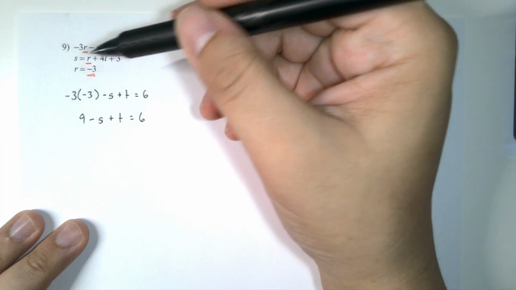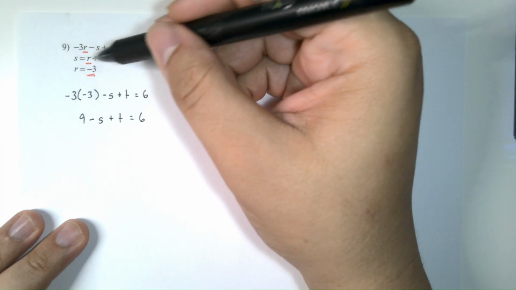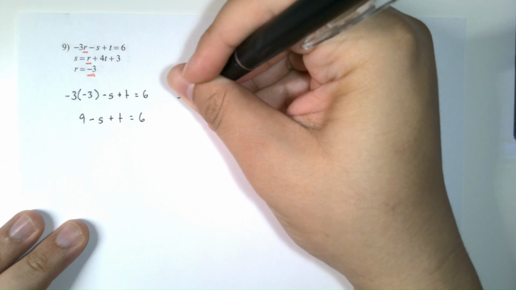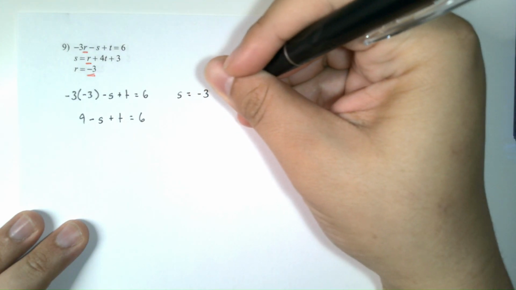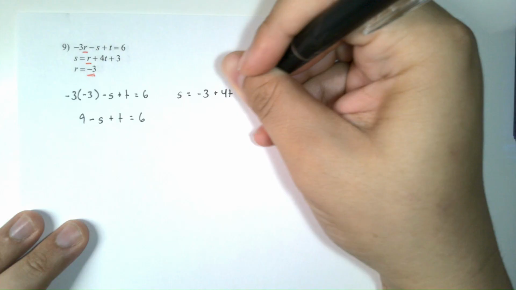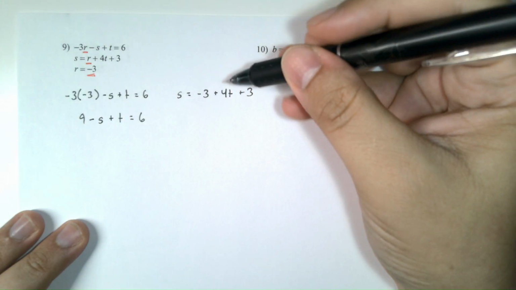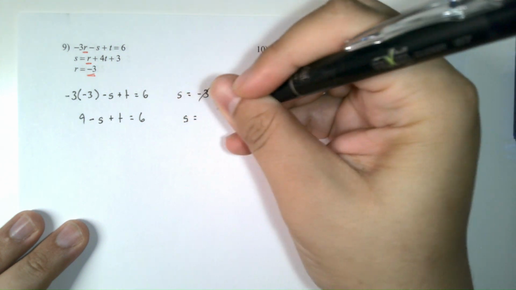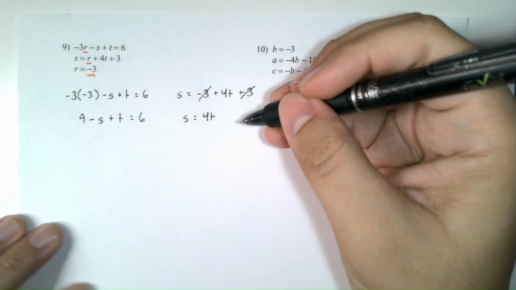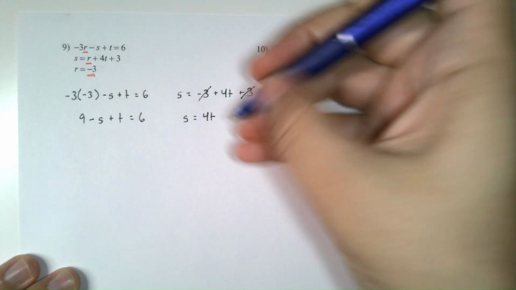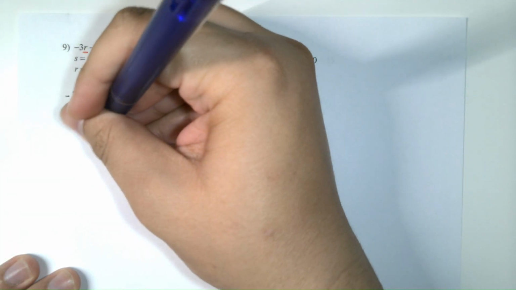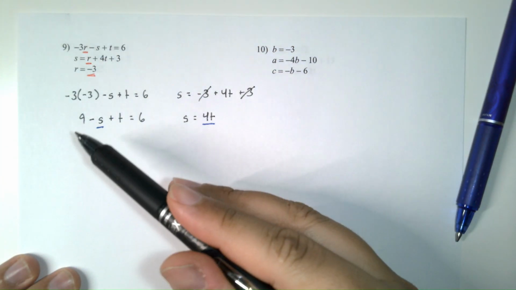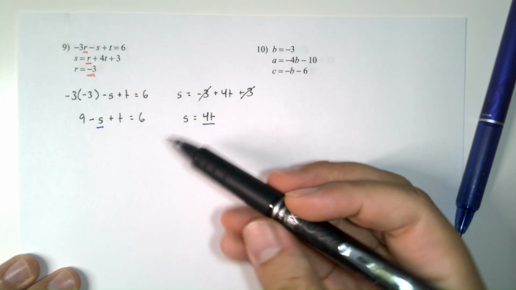What I want to do instead is substitute -3 in for the second equation as well, for this r. That's going to give us s is equal to r, which we know now is -3, plus 4t plus 3. And if I combine like terms here, this -3 and the plus 3 are going to cancel, and we're just going to get s is equal to 4t. Now that we know that s is equal to 4t, we can take this and input it into the other new equation that we had for equation 1. So we're going to swap out this s with 4t.